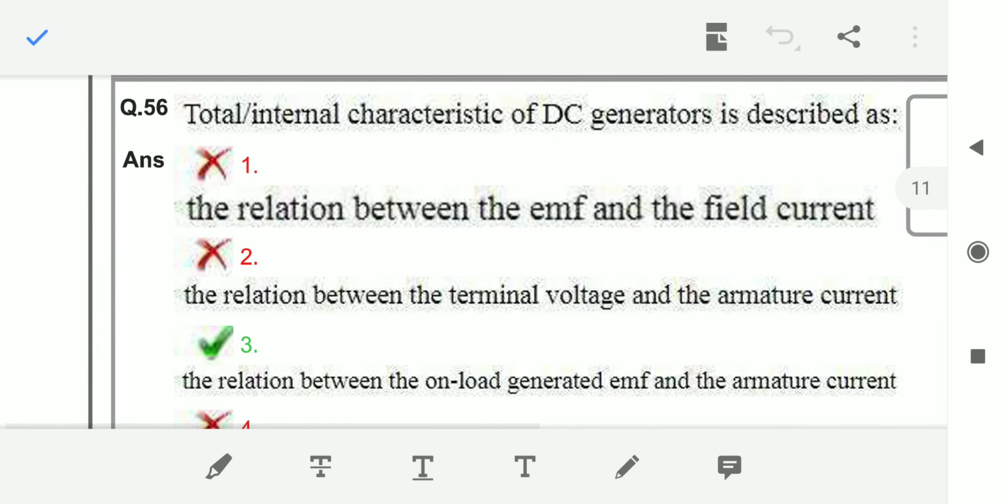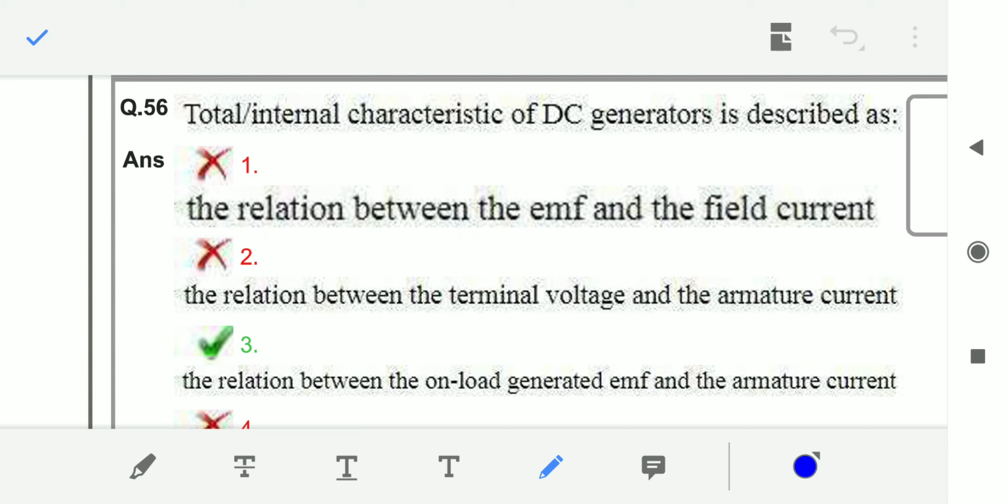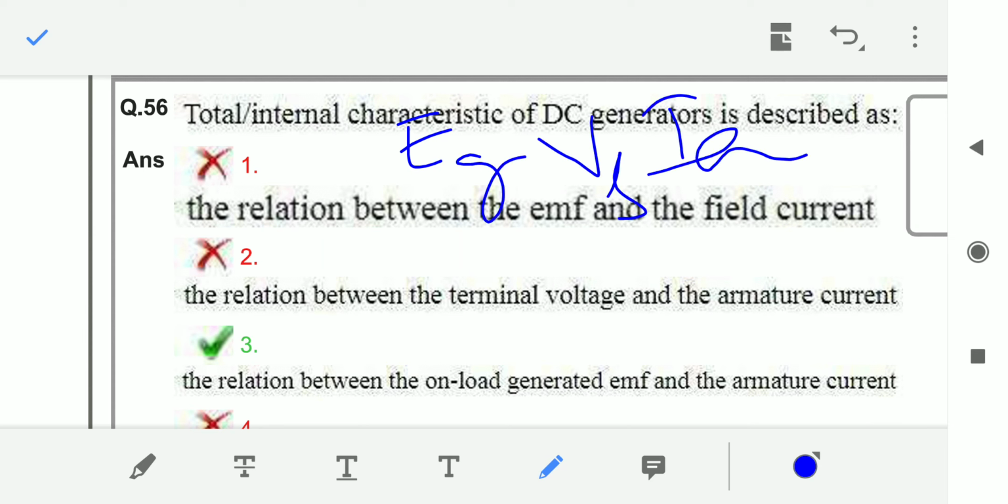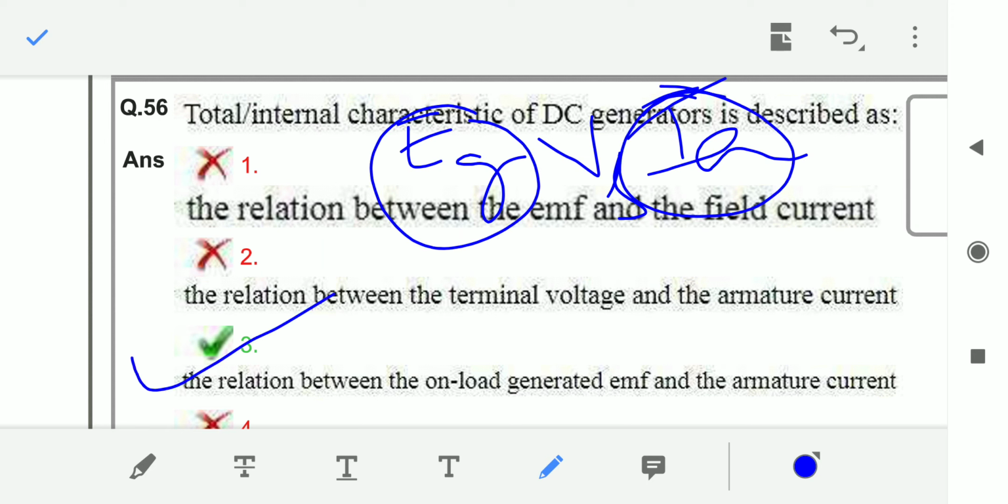Next, the internal characteristics of the DC generator is described as, what is the internal characteristic, sir? Internal characteristics means the relation between the armature EMF and armature current, internal to the generator. That is nothing but EMF generated versus armature current. So option 3 is right.